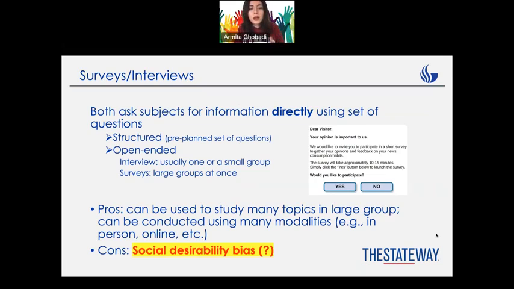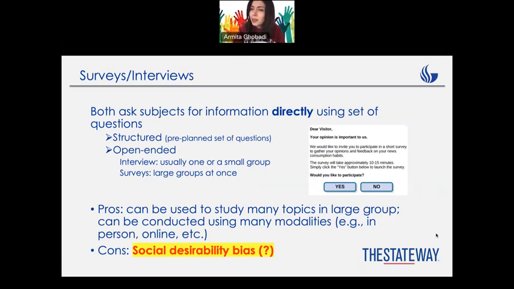So what are the pros of that? The pros are just so good. It's affordable and less time consuming compared to one-to-one studies or observational studies. The con is going to be social desirability bias.